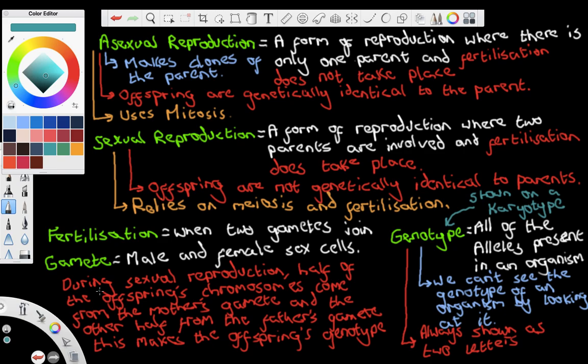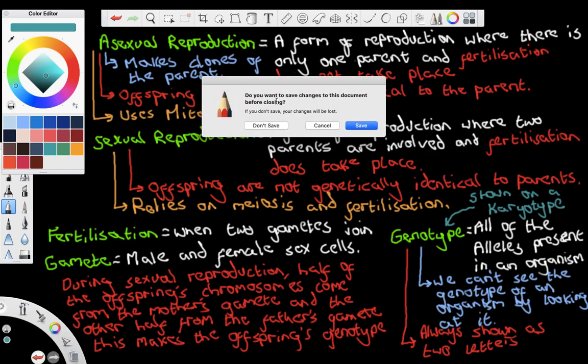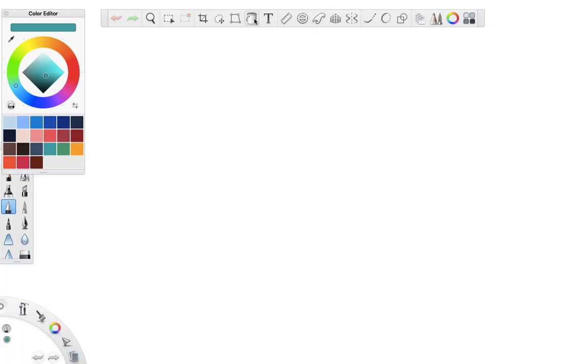During sexual reproduction, half of the organism's chromosomes come from the mother's gamete and the other half come from the father's gamete. This makes up the offspring's genotype. A genotype is all of the alleles present in an organism. We can't see the genotype of an organism by looking at it. The only way we can see a genotype is by making a karyotype, and it's always shown as 2 letters. Okay? I want to focus now on what alleles are, and this will make up the bulk of today's lesson. So you can pause the video.